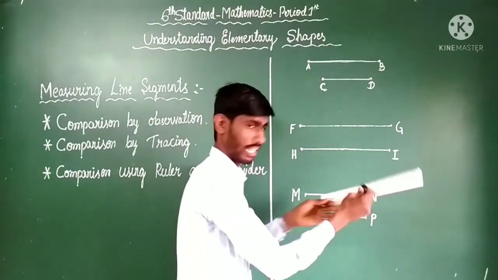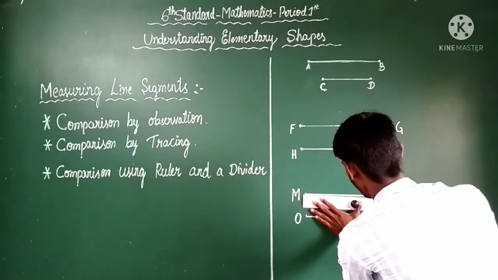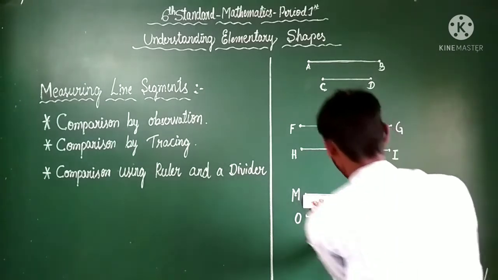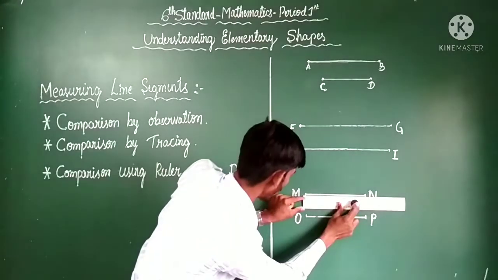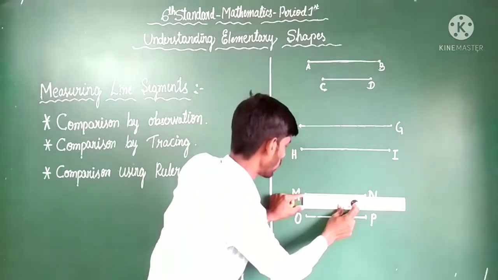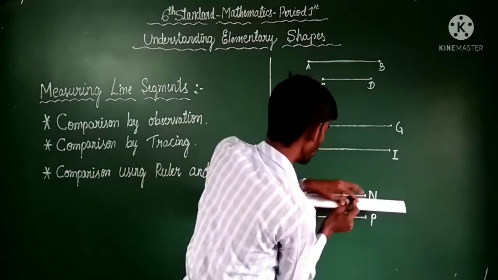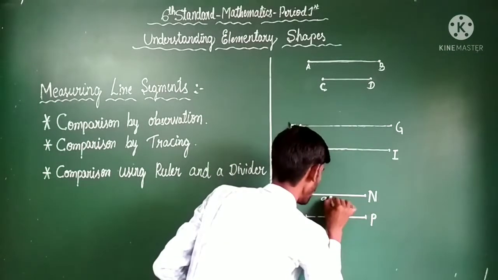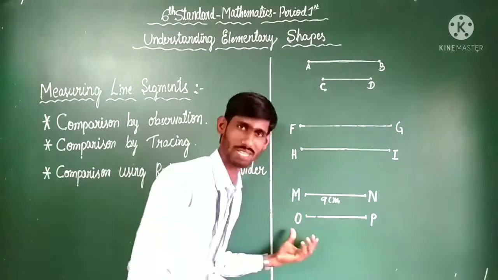Take a ruler. Observe here. Just concentrate. See here, 0 must be equivalent to the first point, and then look at the ending point. What is the number? Yes, here is 9. MN measurement is 9 centimeter. Dear children, what is the measurement of OP?